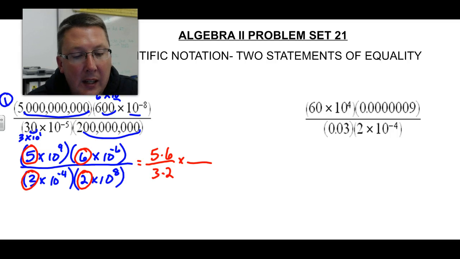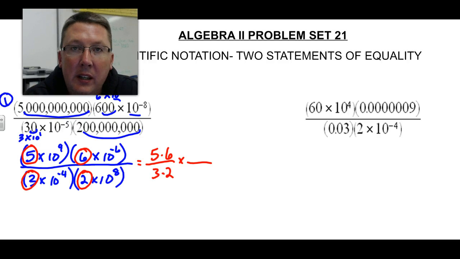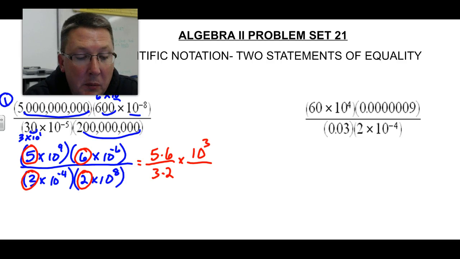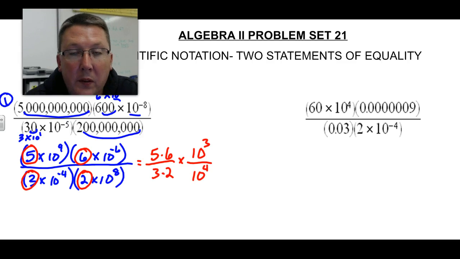tens together. A little tip that you can do is the tens on the top, we're going to add the exponents together. So we can save ourselves a little bit of work here. Go ahead and add those exponents as we go across. 10 to the 9th and 10 to the -6th. If I add those, that is 10 to the 3rd. And then we'll do the same on the bottom. 10 to the -4th and 10 to the 8th. If I add those exponents, that becomes 10 to the 4th.